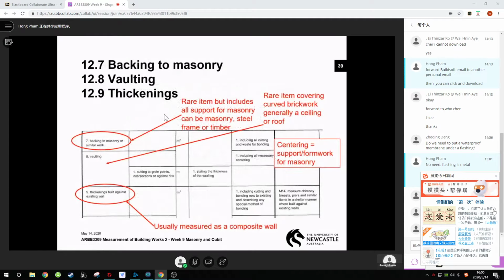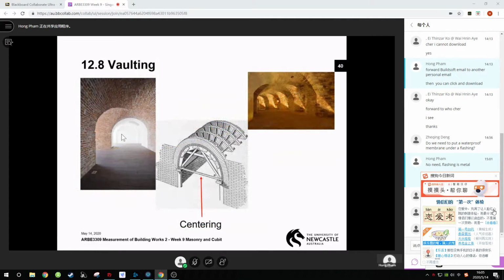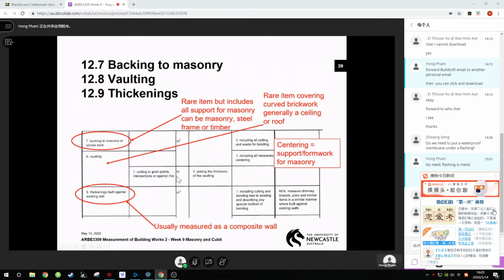Okay, 12.7, 8, and 9. 7 is backing to masonry or similar work, which is a very rare item. Vaulting and thickening built against existing wall is usually measured as a composite wall. Vaulting is this one, also very seldom used, and is in meter square.